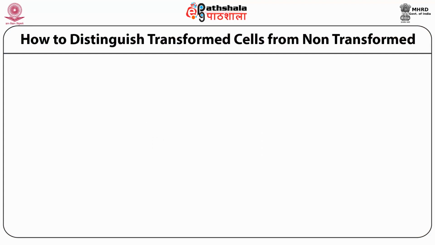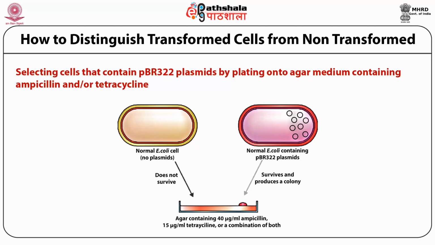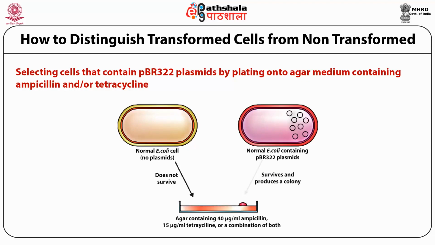The non-transformed cell will be ampicillin and tetracycline sensitive and does not produce colonies on the selective medium. Therefore, transformed and non-transformed cells are easily distinguished. As I explained earlier, selecting cells that contain a particular plasmid, in this case we have taken an example of pBR322 plasmids, by plating onto agar medium containing ampicillin and/or tetracycline, two different antibiotics. Normal cells with no plasmids cannot grow on the medium containing either ampicillin or tetracycline or both.